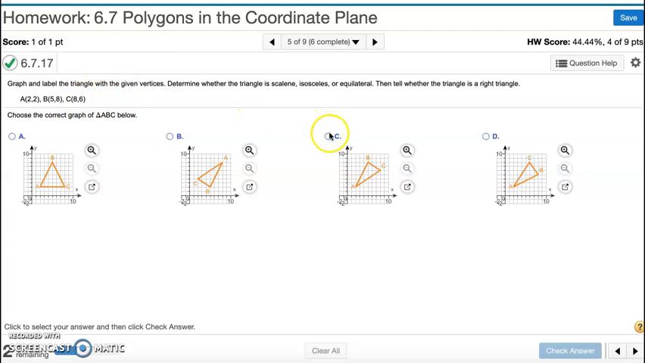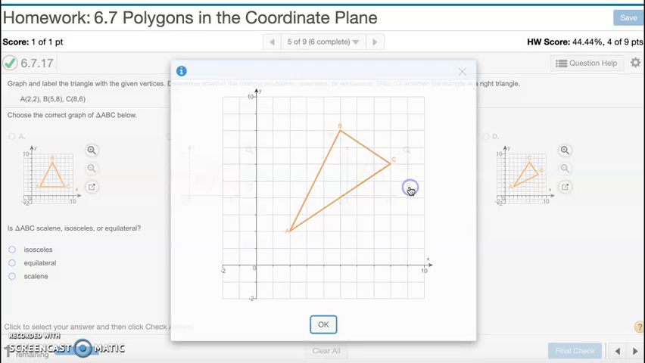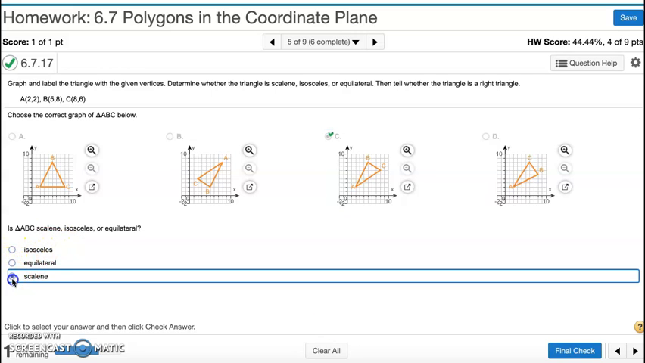Looking at our coordinates is going to be graph C. Now, is that scalene, isosceles, or equilateral? Well, clearly we can see that those are 3 different lengths. So we're going to say that's scalene.